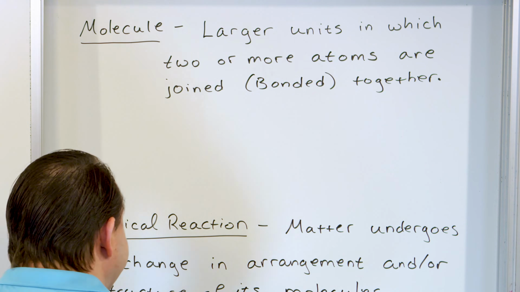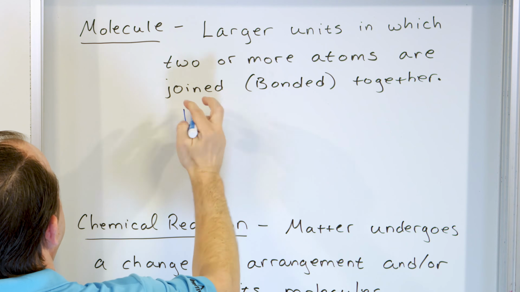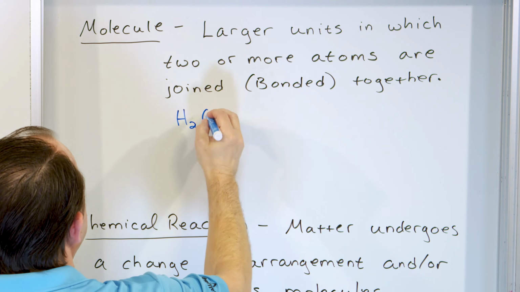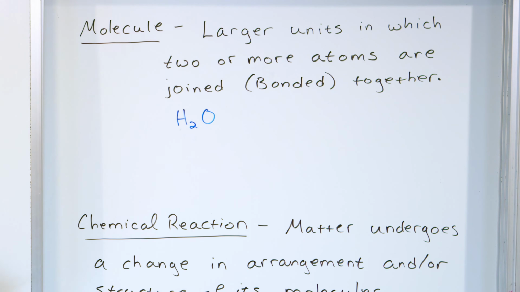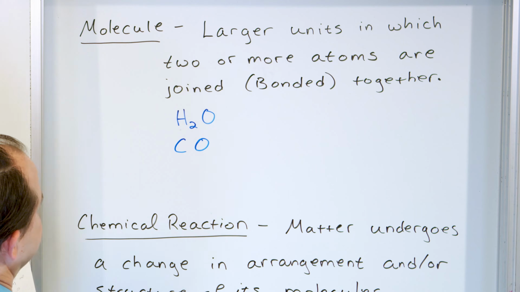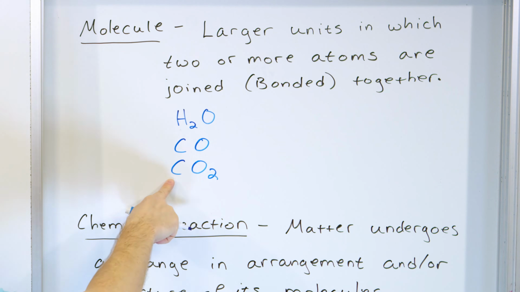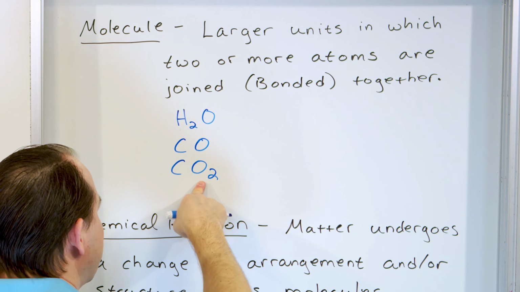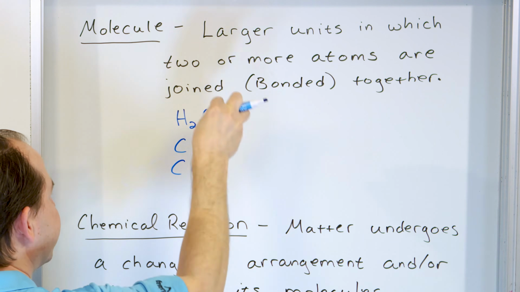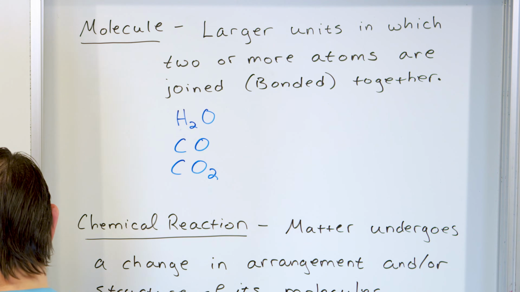All right, so the most famous of this, of course, is H2O, right? Two atoms of hydrogen and one atom of oxygen. Other examples, carbon monoxide, carbon dioxide, CO2. So one atom of carbon, two atoms of oxygen joined together as a unit which can free float around by itself, which we call a molecule.